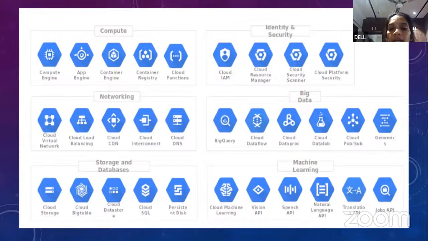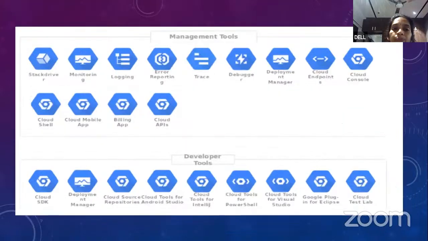And coming to machine learning, this is a very emerging service from Google Cloud. Cloud Machine Learning is one of the services provided by Google Cloud, and it also has a variety of services: Vision API, Speech API, Natural Language API, Translation API, Jobs API. Depending on our requirement, we can choose the services from Google Cloud. Some management tools are also there: Stackdriver, Monitoring, Logging. Those who are interested can learn these services and work with them.